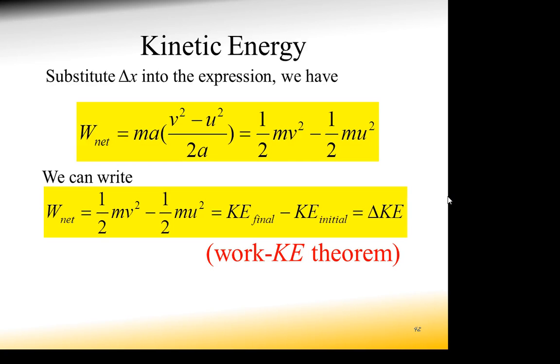And we can write that the work you do will cause a change in the kinetic energy. This is a final kinetic energy. V represents final velocity, U represents initial velocity. So the work that you do will be the change in kinetic energy. And this is what we also call the work energy theorem, that the work you apply to the object results in the change in kinetic energy of the object. Okay?